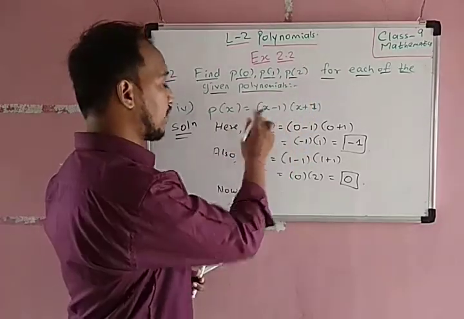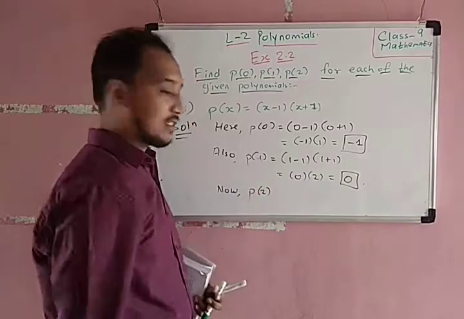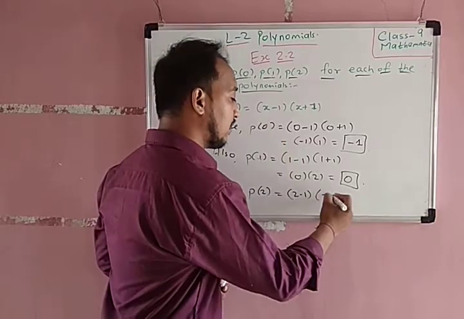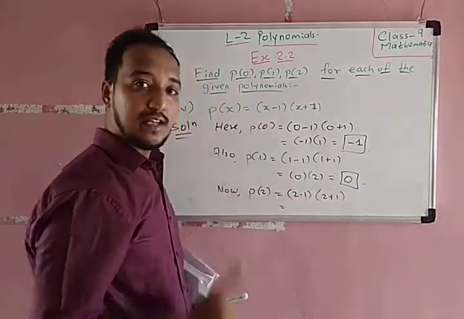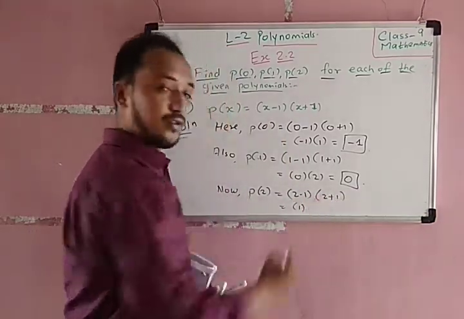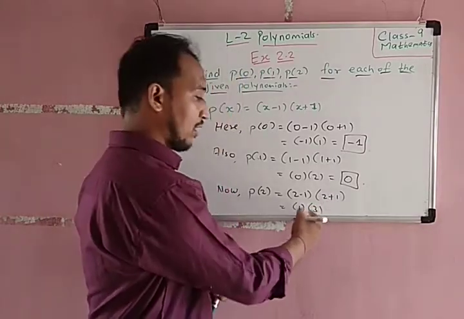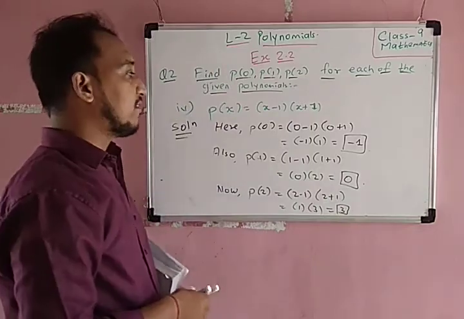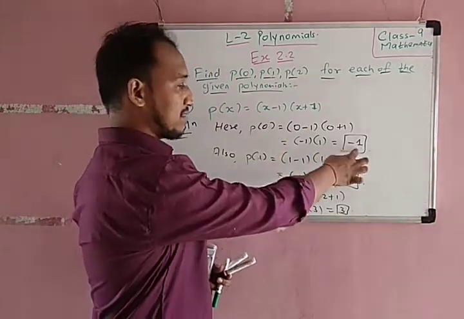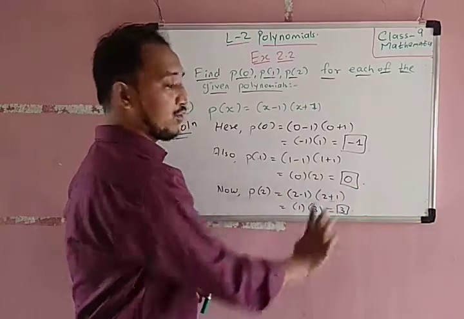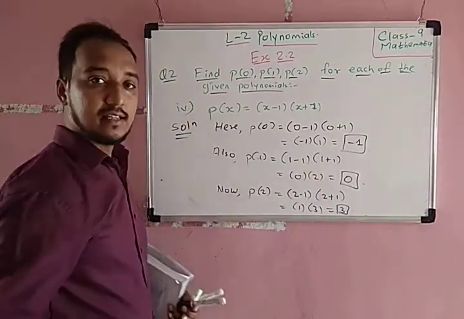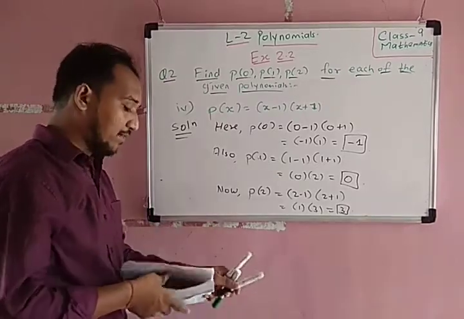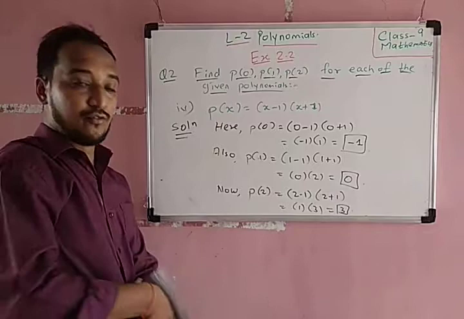Same way for 2. In place of x we will have to put 2. So p of 2 is nothing but, in place of x put 2. So 2 minus 1 and here 2 plus 1. 2 minus 1 is 1 into 2 plus 1 is 3. So 1 multiplied by 3 is nothing but 3. So we will get the value for point 0 as minus 1, for 1 as 0 and for 2 as 3. Okay, clear this much? Let us start the next question, that is question number 3. Here second and third are homework in question 2.